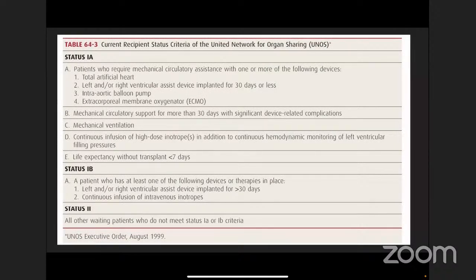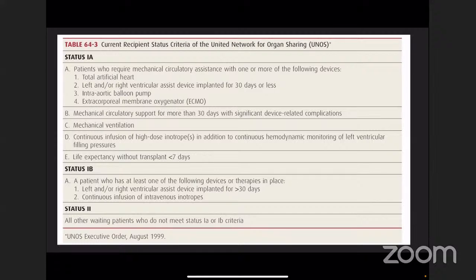Here we see the current recipient status criteria. Status 1A: patients who require a mechanical circulatory assist device with one or more of the following: total artificial heart, left and or right ventricular assist device implanted for 30 days or less, intra-aortic balloon pump, ECMO, mechanical circulatory support for more than 30 days with significant device-related complication, patient on mechanical ventilation, continuous infusion of high dose inotropes, and life expectancy without transplant of less than 7 days.